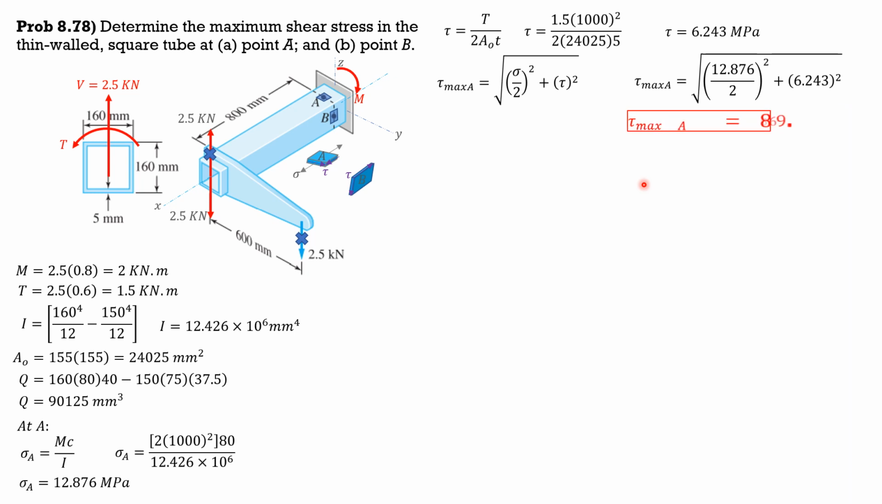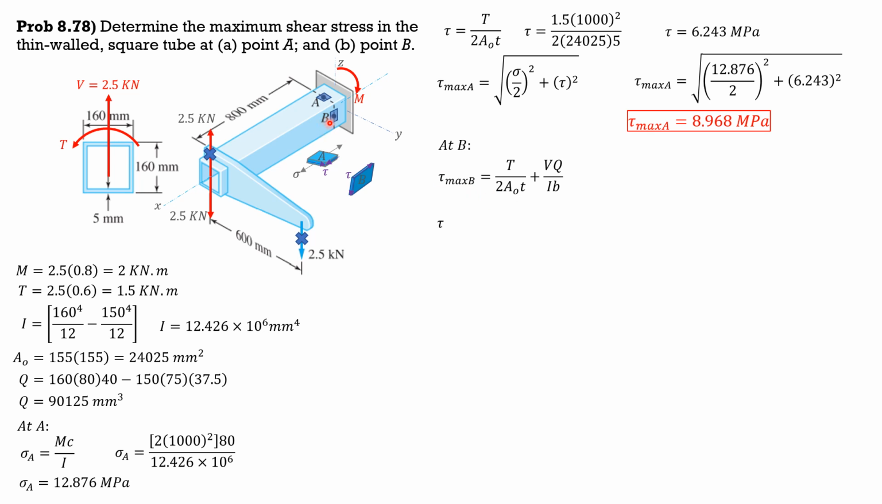So the maximum shear stress at A is 8.968 megapascals. At B, there's no bending stress because that's the neutral axis. There is torsion, which is 6.243 megapascals due to this torque here. And there is direct shear, which is VQ over IB. So at B, we have tau max equals torque over 2 area OT, plus VQ over IB.